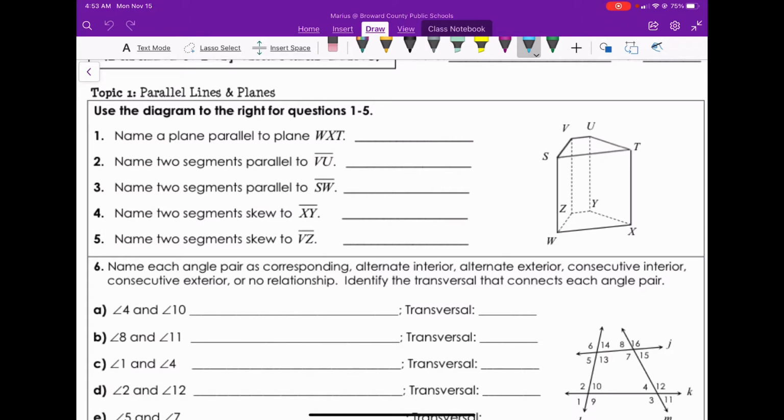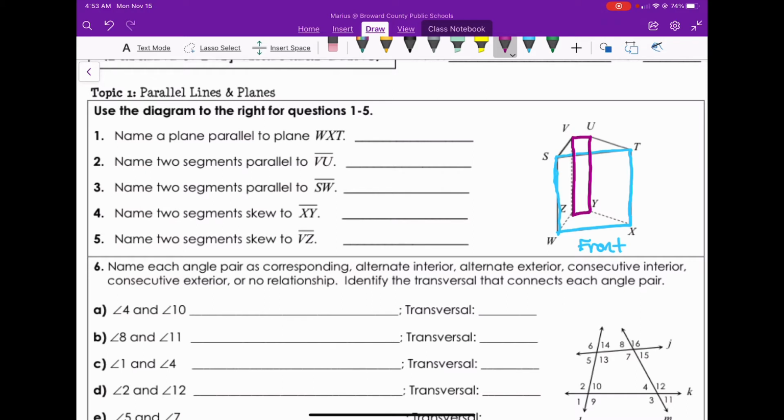Alright, well first, to figure that out, we want to trace those letters out, figure out which face that is. WXT, which, technically speaking, is this entire plane right here. So that's the front. The part of this three-dimensional figure that is parallel with the front is the back. So the back is right here. So those two planes are parallel. Now we just need to figure out what those letters are.